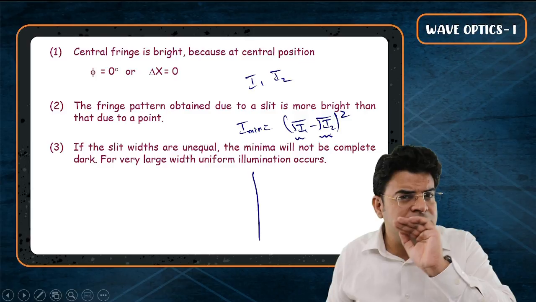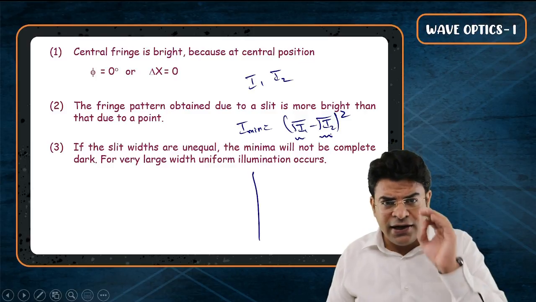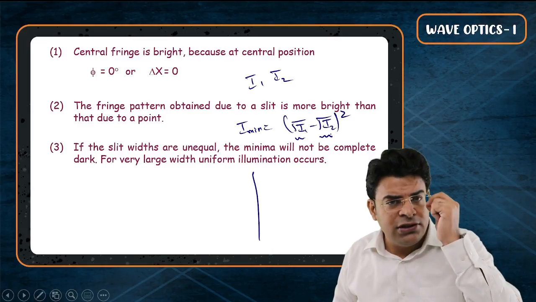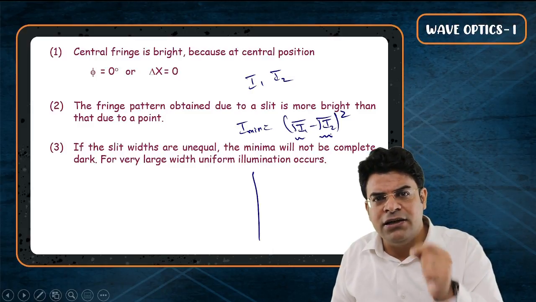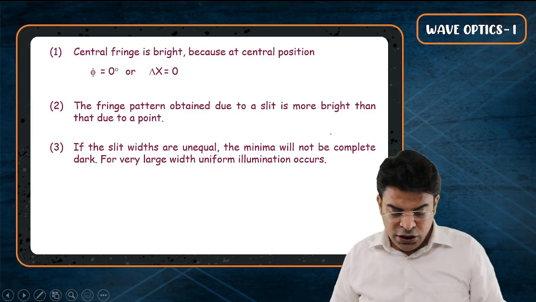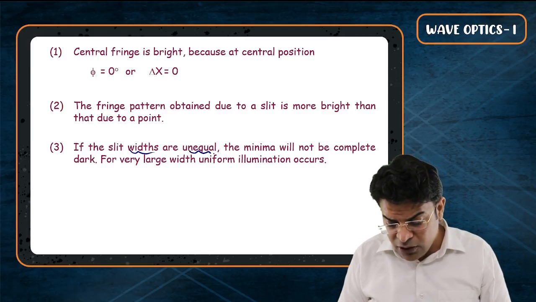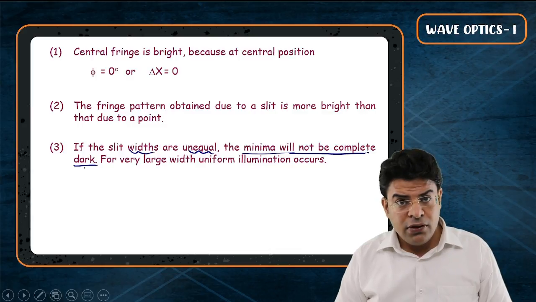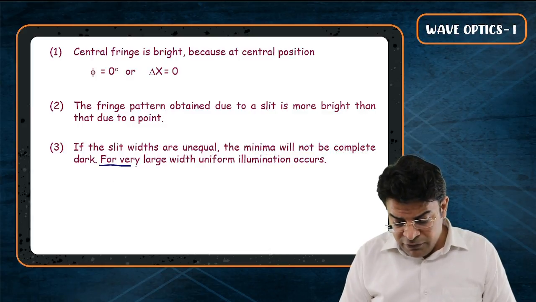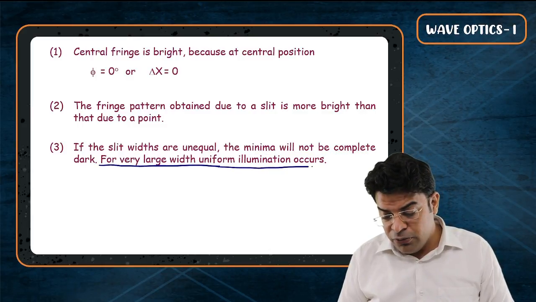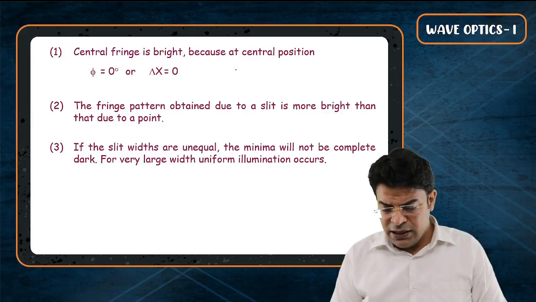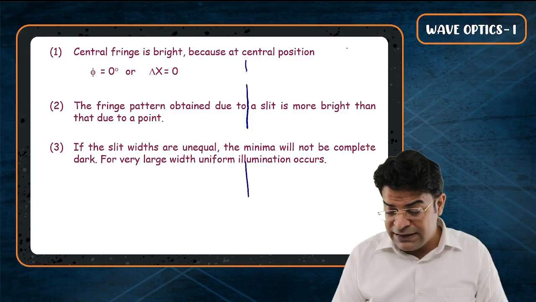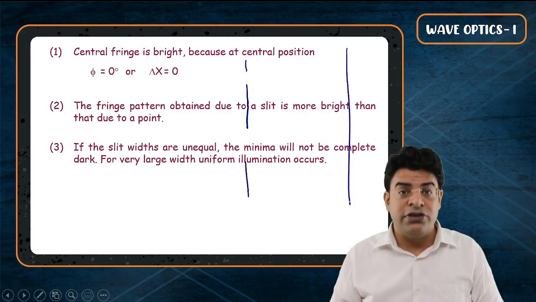So to see complete dark, 0 resultant intensity, a precondition is that both the sources should have the same intensity at the point of interference. So if the slit widths are unequal, the minima will not be completely dark. Second beta, for very large width, uniform illumination occurs. Means if you keep the slit width very large, you do not see any pattern on the screen.